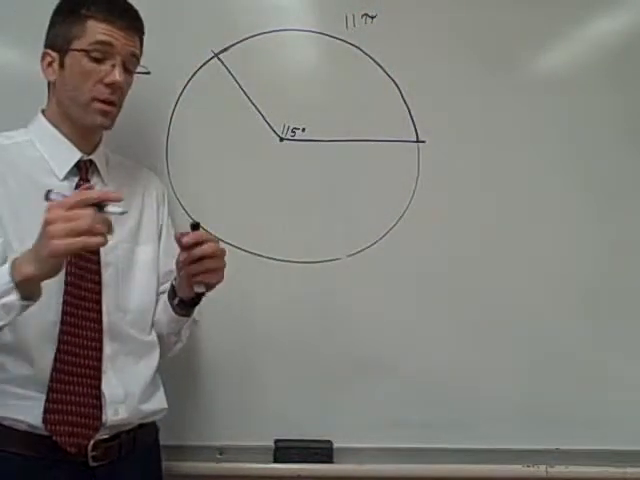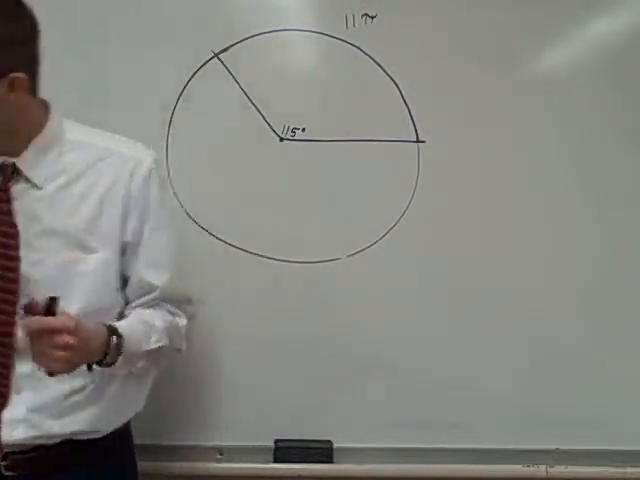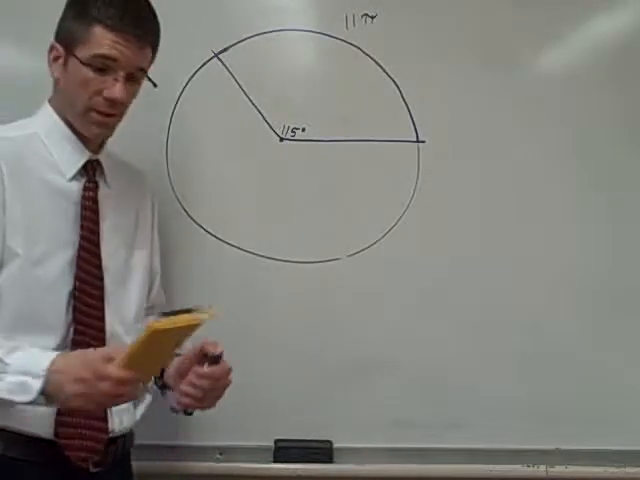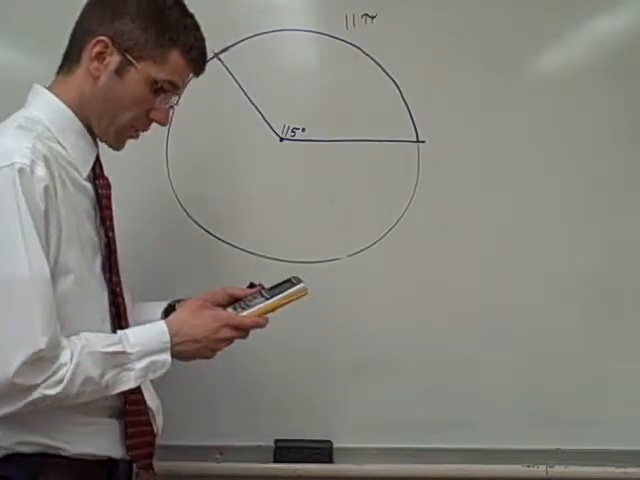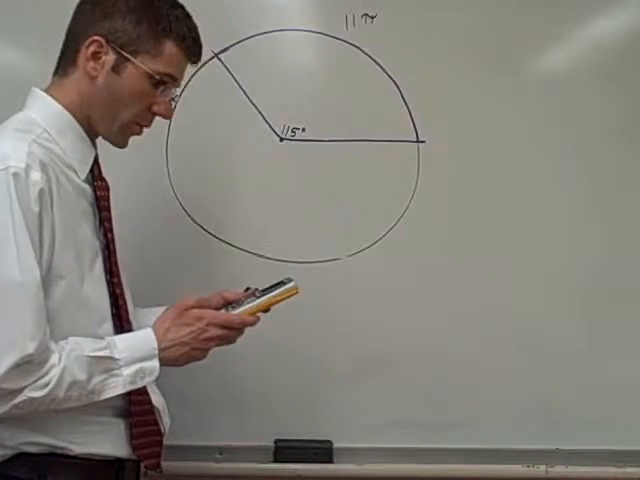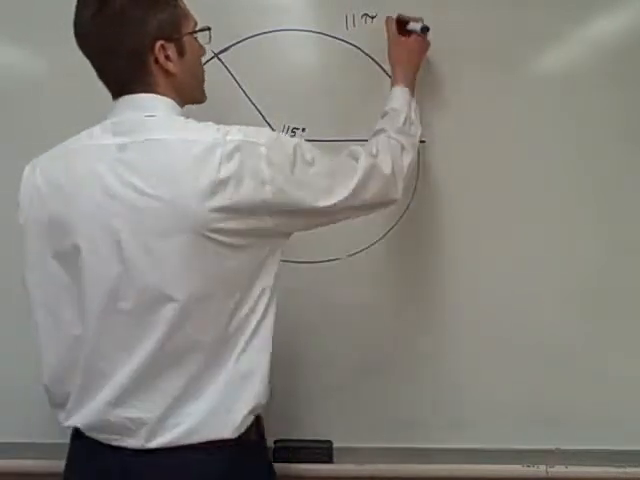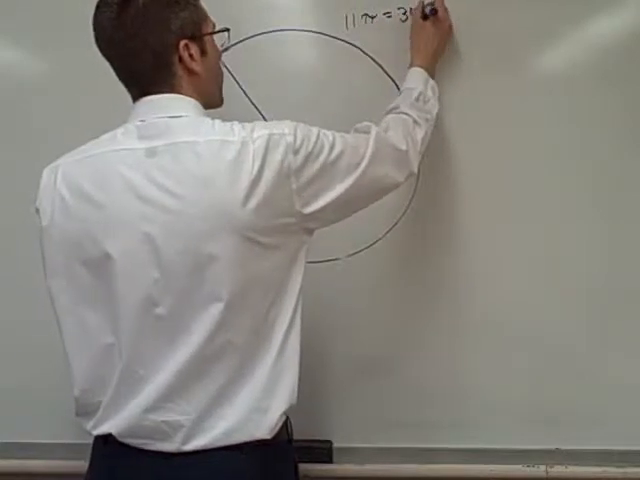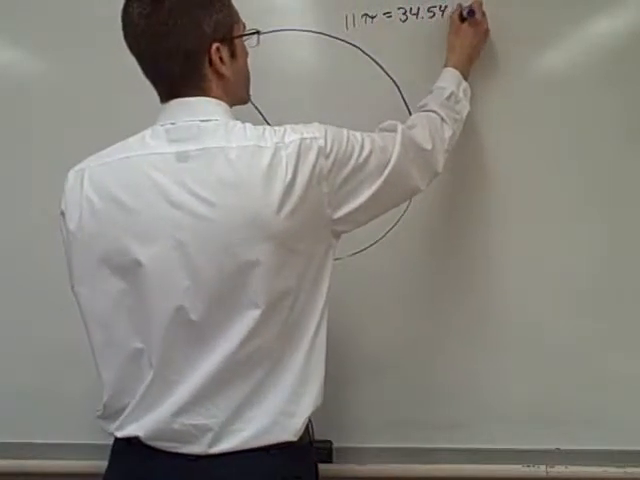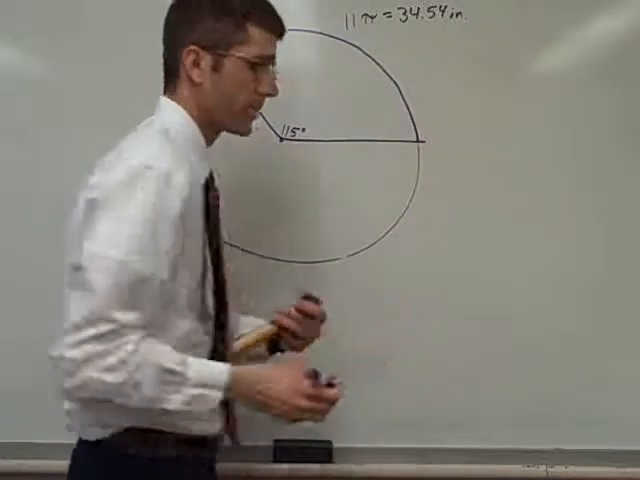Now, the problem told me to use 3.14 for pi, so that's a horribly rounded approximation. But we'll go with it. 11 times 3.14, and I got 3454. So let's really write down what it should be. This is 34.54 inches.